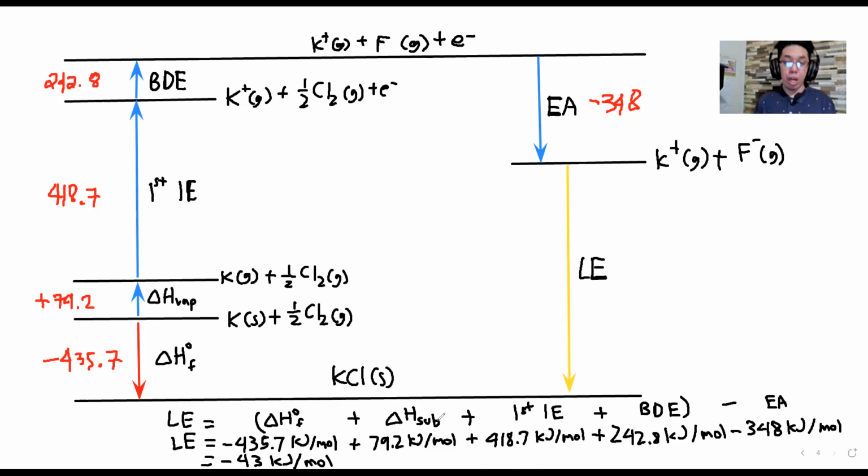Josh, what can you say about the EA? Bakit kulay blue siya? Yung ano po, EA? It is negative. So, di dapat red siya, right? Red arrow. Yeah.